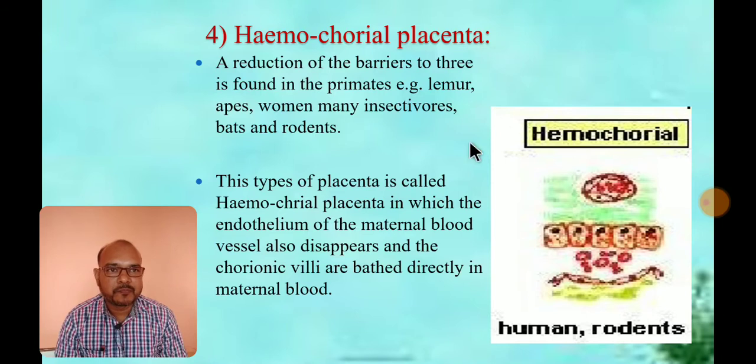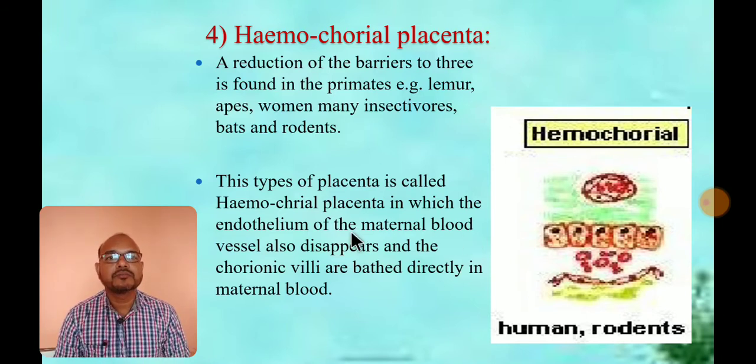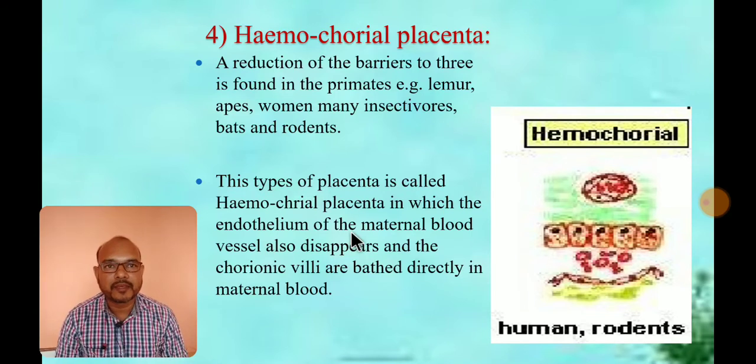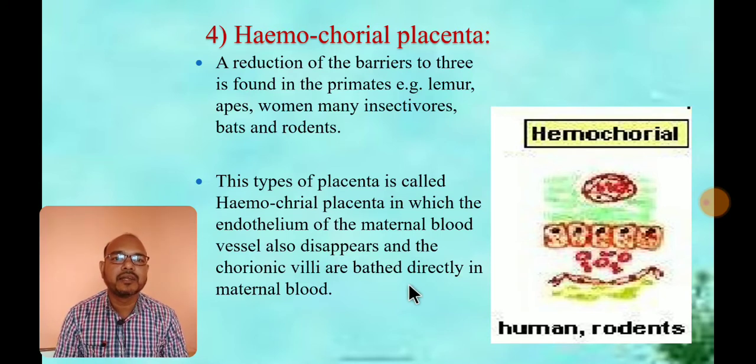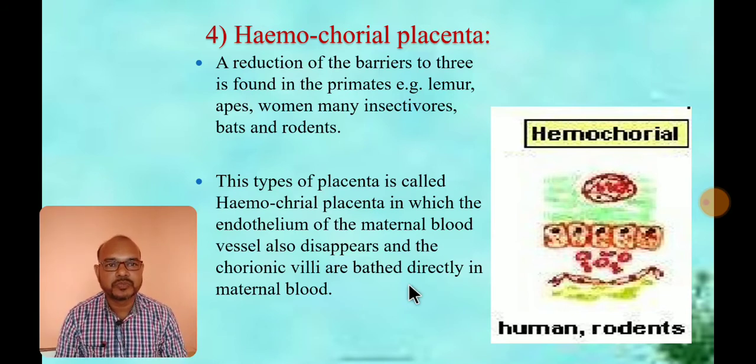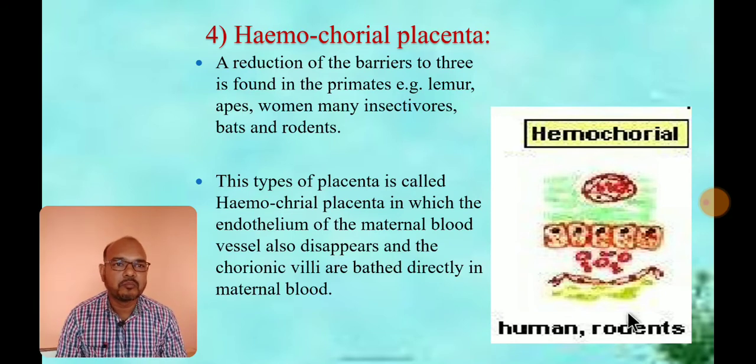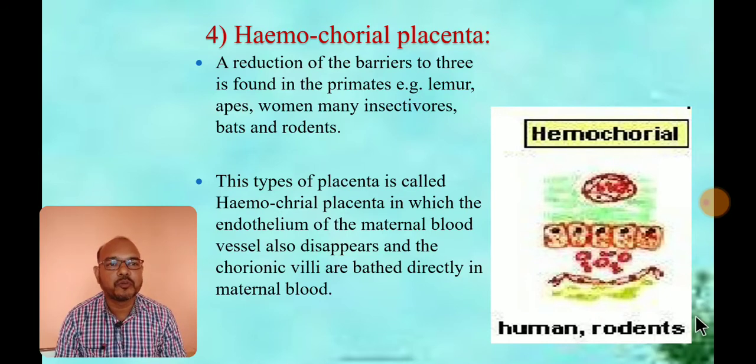Hemochorial placenta. Reduction of the barriers to three layers is found in primates, for example lemur, apes, women, many insectivores, bats and rodents also. This type is called the hemochorial placenta, in which the endothelium of the maternal blood vessel also disappears and the chorionic villi are bathed directly in the maternal blood. This is an example of how the destruction takes place, and the best examples of hemochorial placenta are humans and rodents.